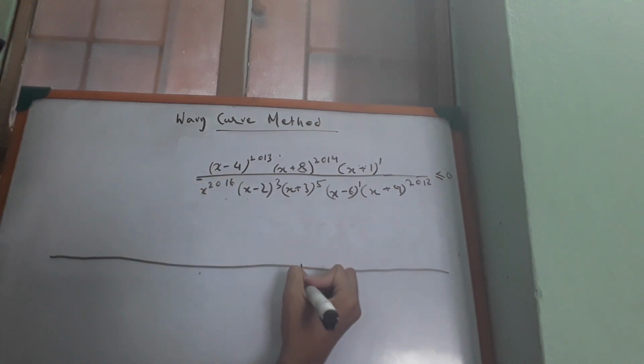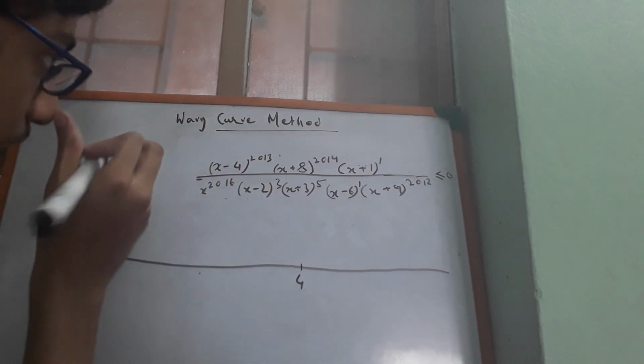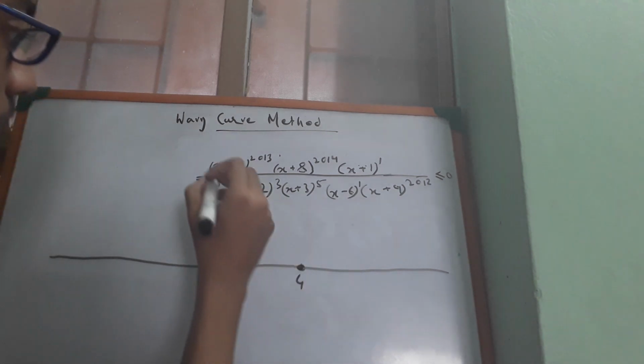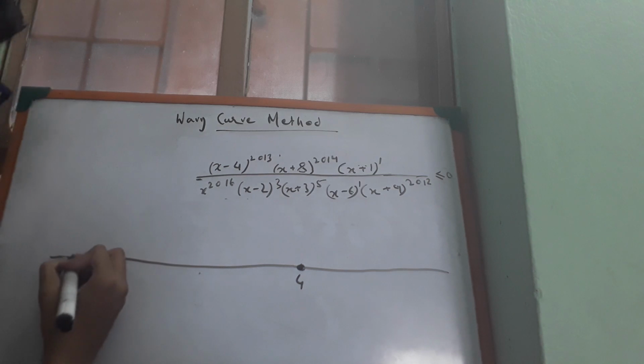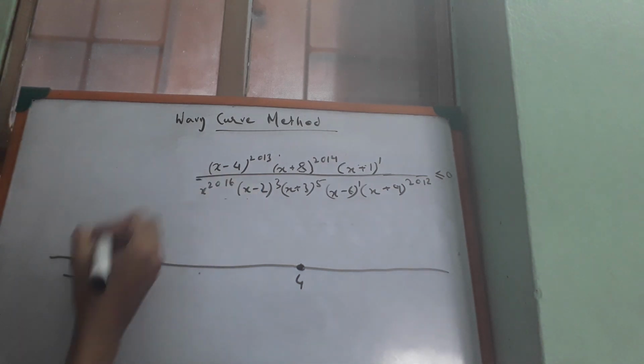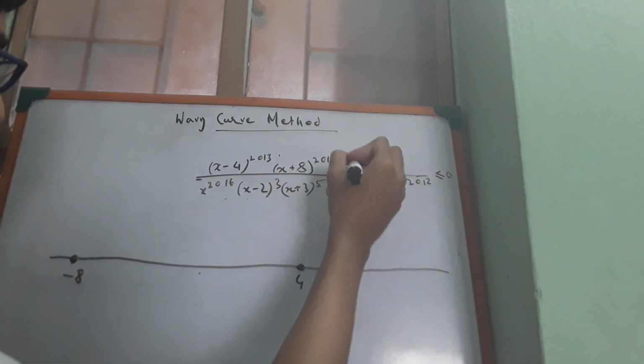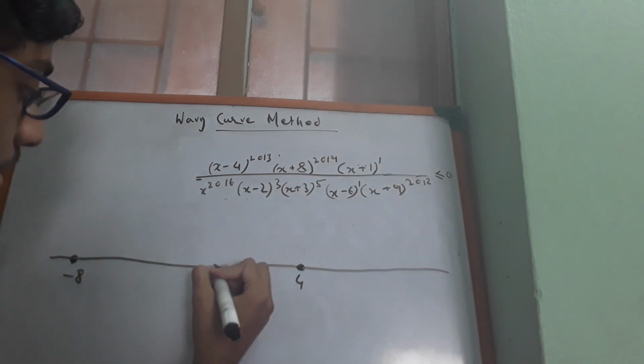Plus 4 is a critical point, because 4 minus 4 will make the numerator 0, and that is acceptable. So just mark it now, at the beginning only. Minus 8 is a critical point, and that's again acceptable because the point is coming from the numerator. This is lesser than or equal to 0. Minus 1 is a critical point, acceptable.